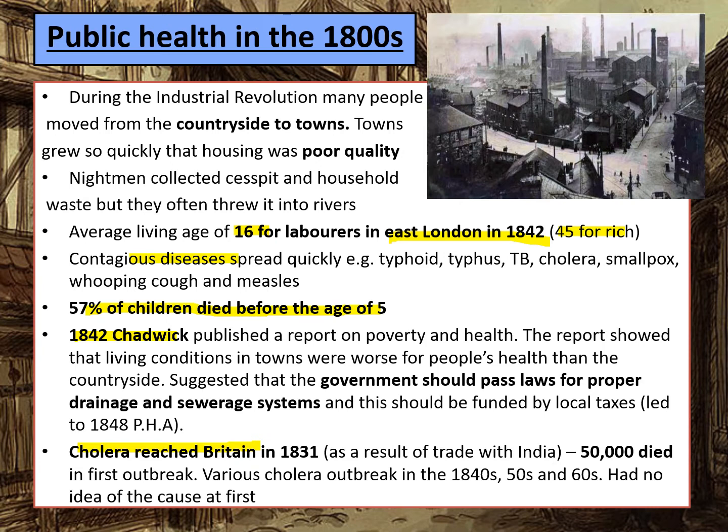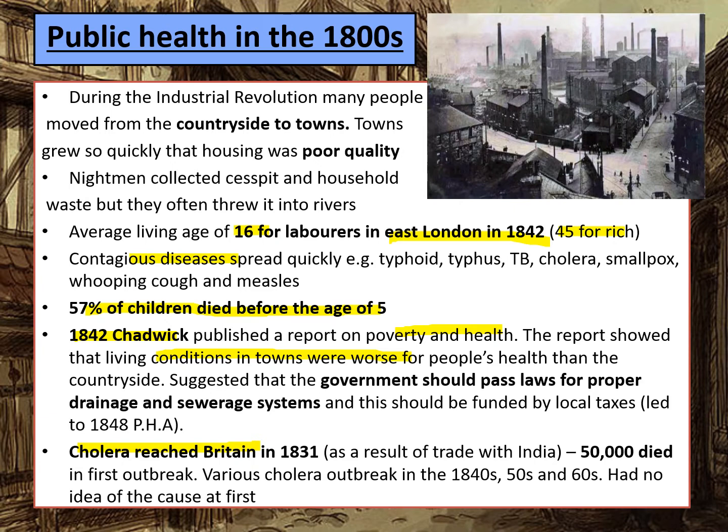So they asked Chadwick to write a report on the state of poverty and public health, and he basically wrote this scathing report about how terrible things were, how living conditions in towns were way worse for people's health than in the countryside. And he was somebody that was a wealthy lawyer, so he was suggesting this was a problem for the government because it was going to basically cost them more if they couldn't look after the poor.